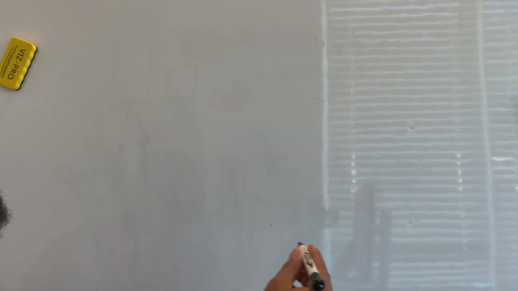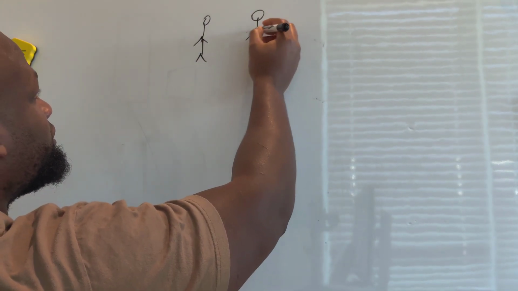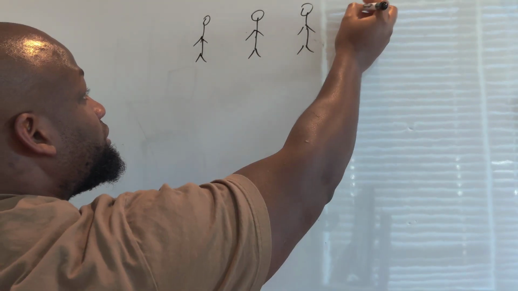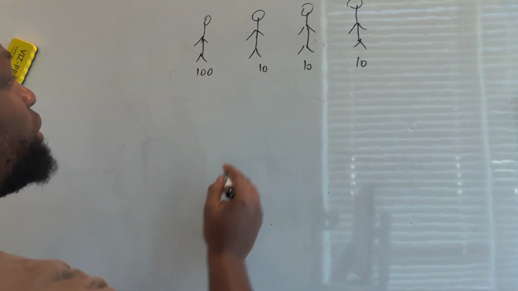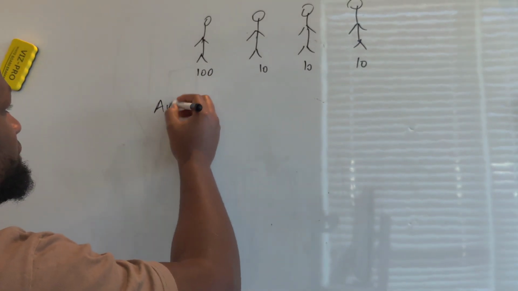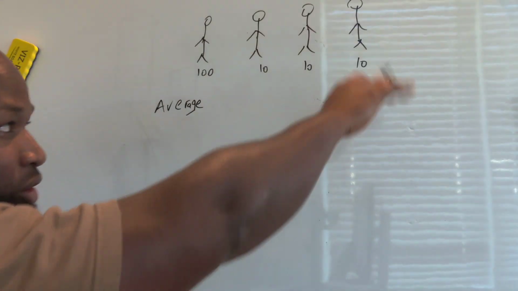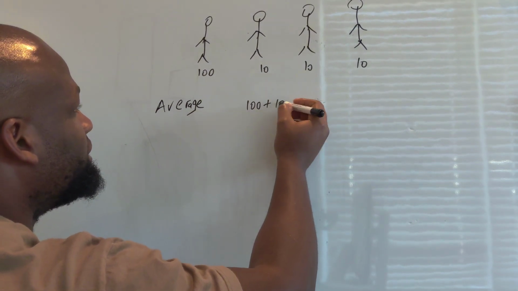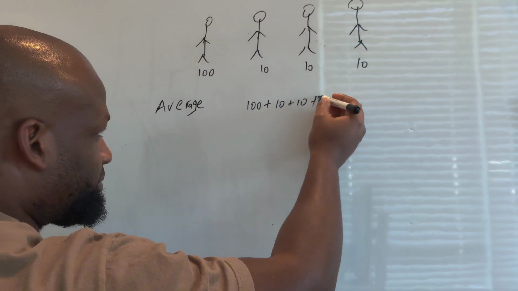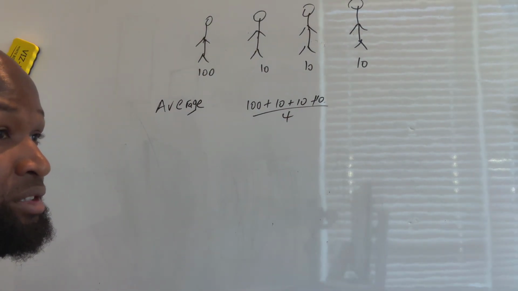Okay, so we talked about those four guys. We talked about four individuals that have Bitcoins, right? So this guy has 10, 10, 10, and this guy has 100, right? So we're moving into averages. So to get a price of Bitcoin, we need an average of all the Bitcoins, right? So in this case, it will be 100 plus 10 plus 10 plus 10 divided by 4, right?